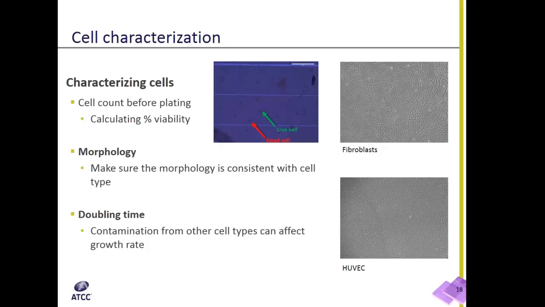Also, since different cell types grow at different rates, you should always make sure that your cells are growing in the way that you would expect. For instance, if cells are contaminated with another fast-growing cell line, the growth rate and doubling time may be greatly increased. We'll further discuss more sophisticated and definitive ways of authenticating cells later in the webinar.